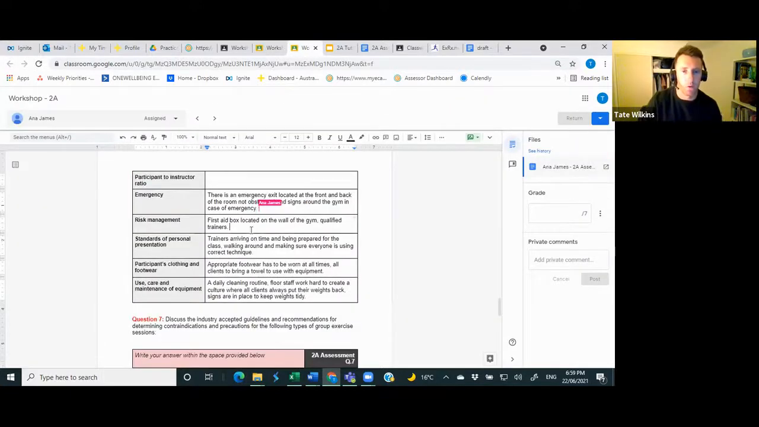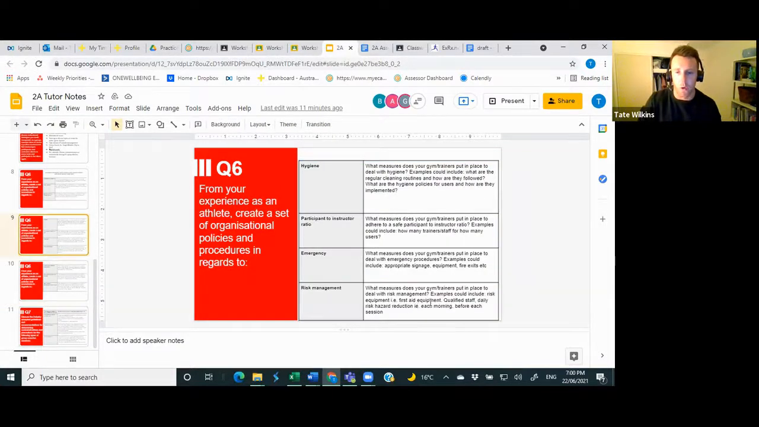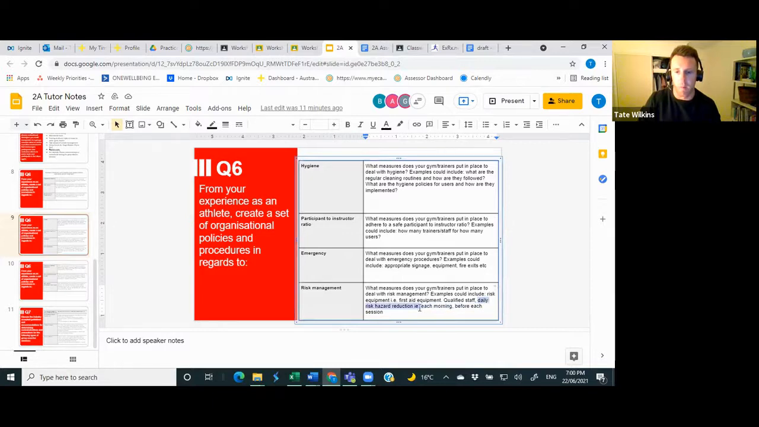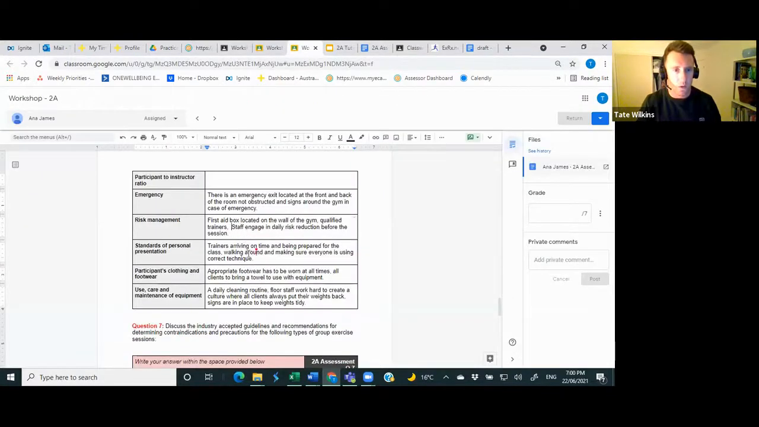Yep, signs around the gym as well. That's good. First aid box is located on the wall of the gym. Qualified trainers. Let's also add risk management. I probably put that last point I put down here. Just say that staff engage in risk hazard reduction each morning. Which, for example, would be like if you go train outdoors, you'd always go and check the surface just to look at the risks. Check for potholes. What else you got? So that's good. Yeah, that's good. Yep, check them in.